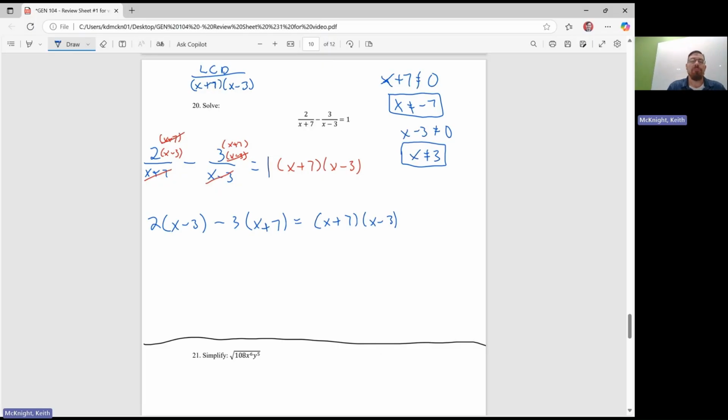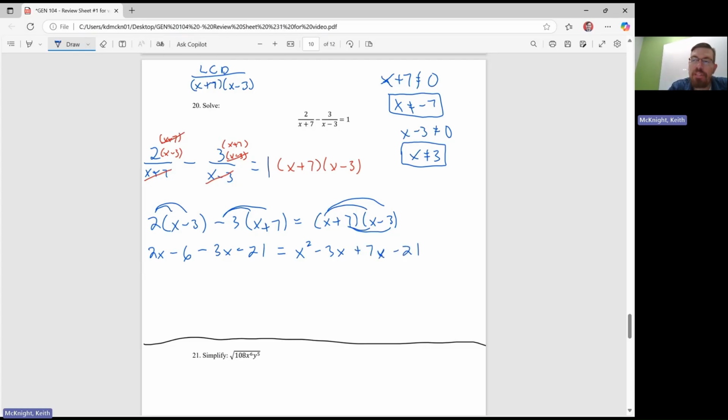Okay. Now what we're going to need to do is distribute this all out so we can actually solve for x. So we're going to distribute these and we're going to FOIL our right hand side here. So we're going to get 2x minus 6 minus 3x minus 21 is equal to x times x is x squared. We're going to have a minus 3x, a plus 7x, and a minus 21. So make sure we got the same thing. Now, before we do anything to solve, we're going to try to combine like terms on each side of our equation.